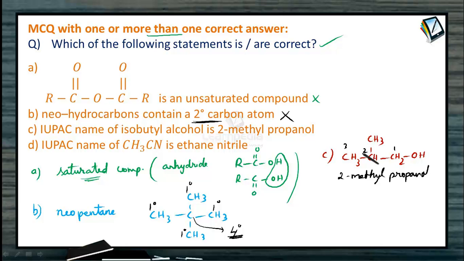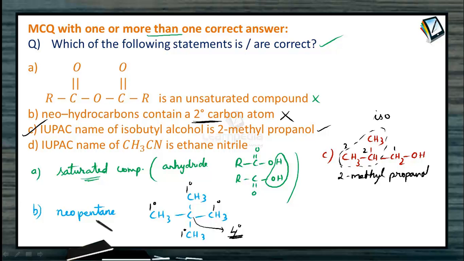Isn't it? Any compound which contains this particular group, we use the word iso. And as there are 4 carbon atoms, this becomes isobutyl. And this is alcohol. Its IUPAC name is 2-methyl propanol. So this is a correct statement. It should be in our final answer.